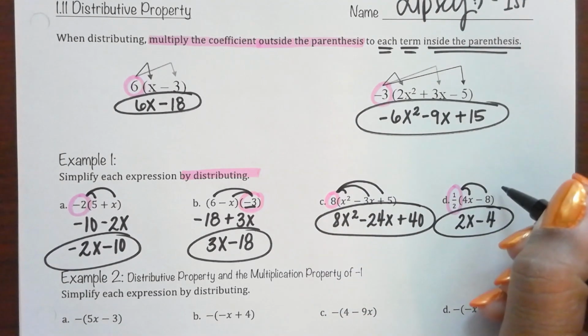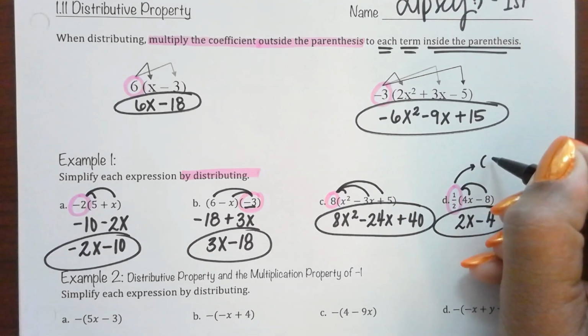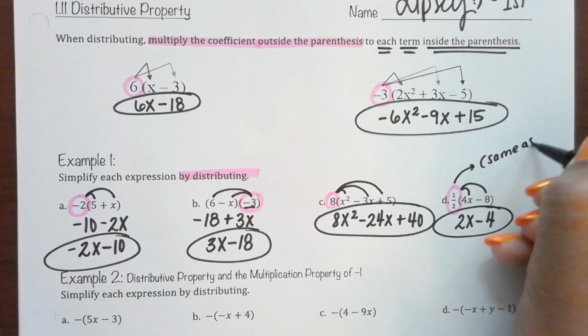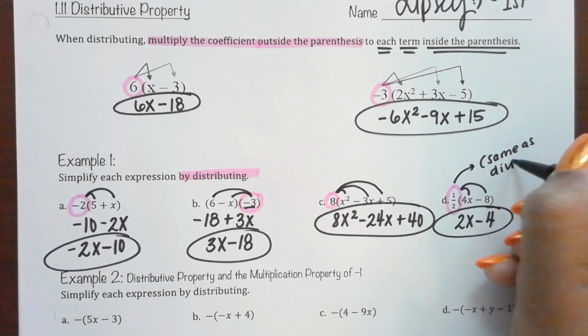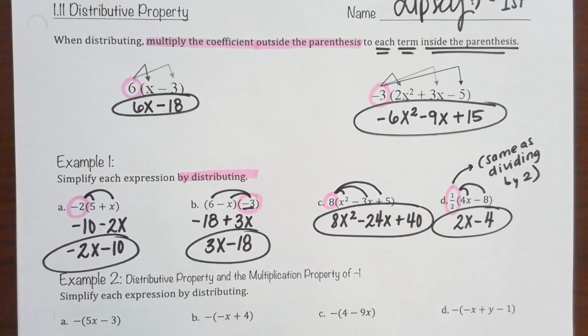The way I set this one, if you need to know the context behind it, is what I set up here. This is the same as dividing by 2. Multiplying by 1/2 is the same as dividing by 2. Any questions?